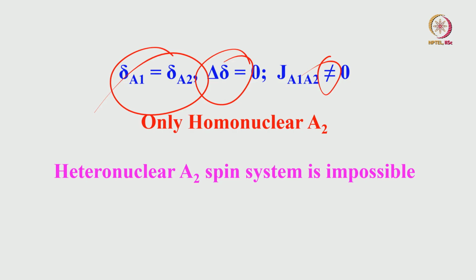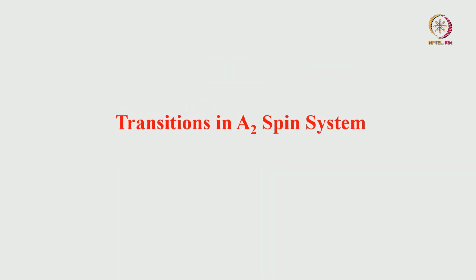And in the case of the homonuclear A2, you are always going to get the homonuclear case because chemical shifts are always equal. Heteronuclear A2 is impossible, similar to AB, heteronuclear AB is not possible, heteronuclear A2 is also not possible. That is because of the large chemical shift difference, resonating frequencies are megahertz apart.